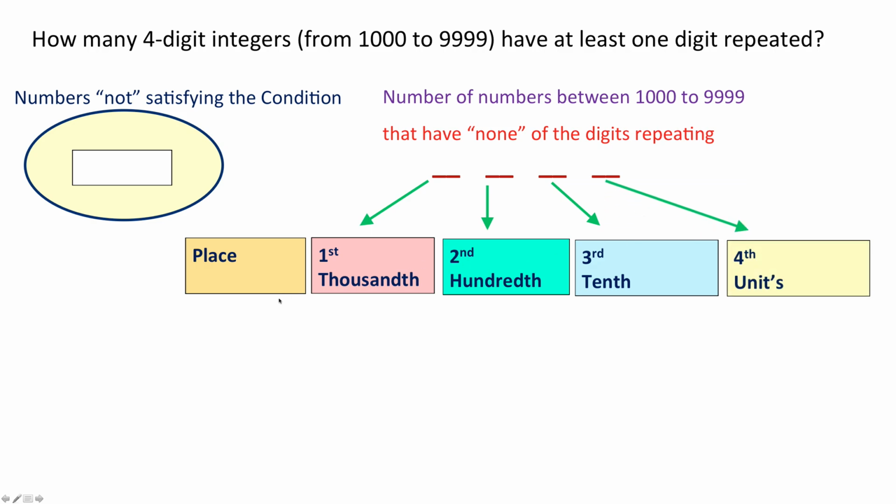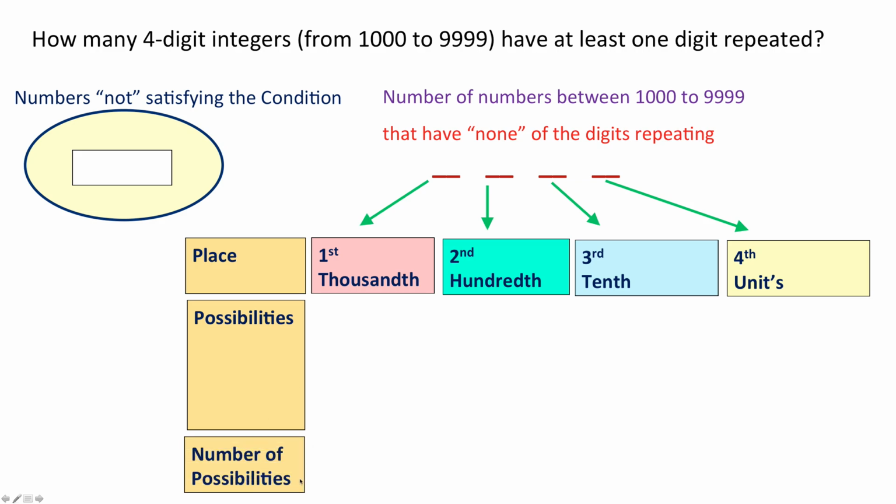Now, for each of these, we'll try to find out what all possibilities are there, which digits can fit into the 1000 place, and from those you will find how many different possibilities we have. We'll fill this table, and we'll try to make up the count of this particular subset.